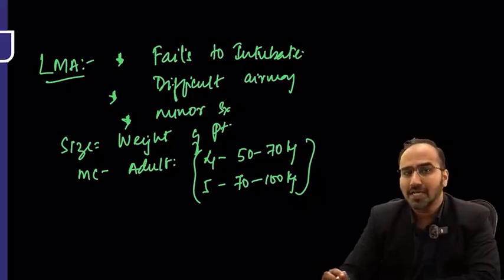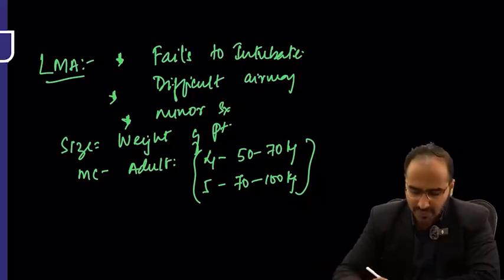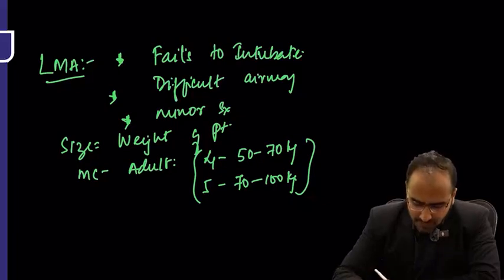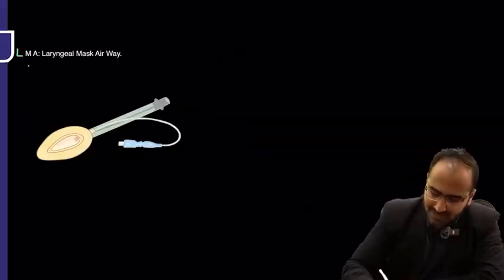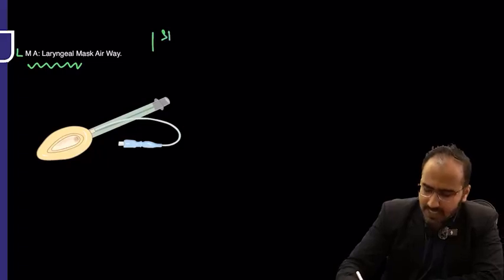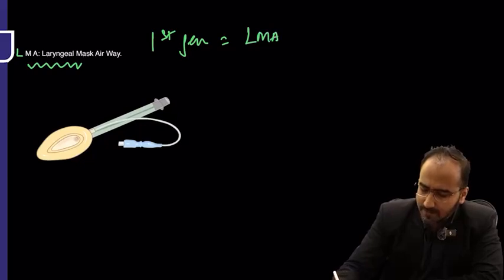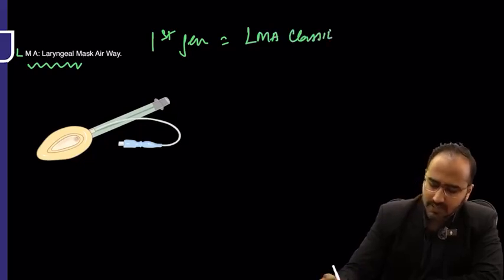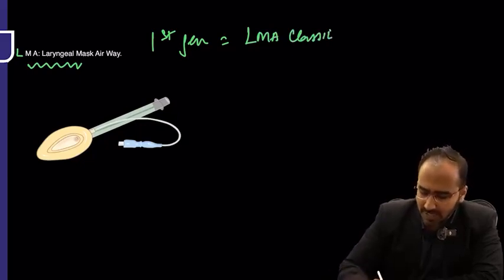Now in this LMA, there are two generations of LMAs. The first LMA that is being introduced, just look over here, guys. This is LMA Classic. The first generation LMA is LMA Classic. Just look over here. It is having a bulb, it is having a pilot, it is having a shaft.